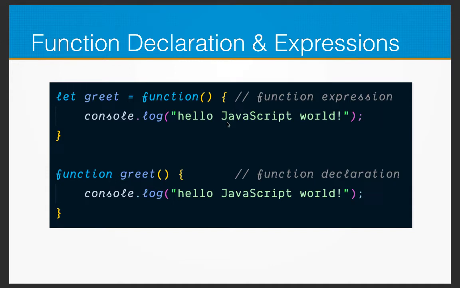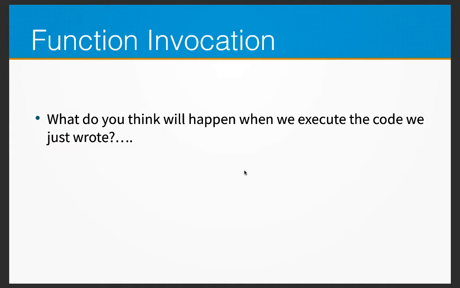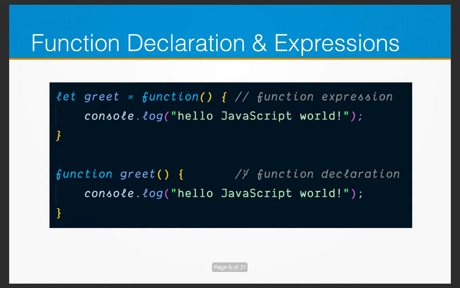And we'll finish this lesson talking about a third syntax that was introduced later on, the arrow function. But for now, just absorb and get familiar with these two syntaxes for creating functions: function expression and function declaration. So, what do you think will happen if we execute the code that you see in this slide?